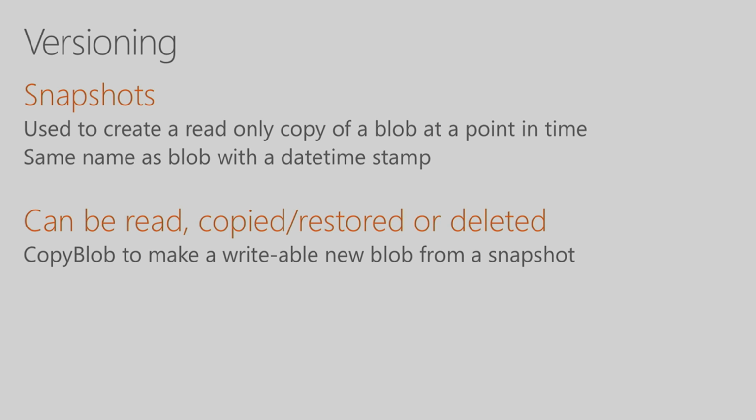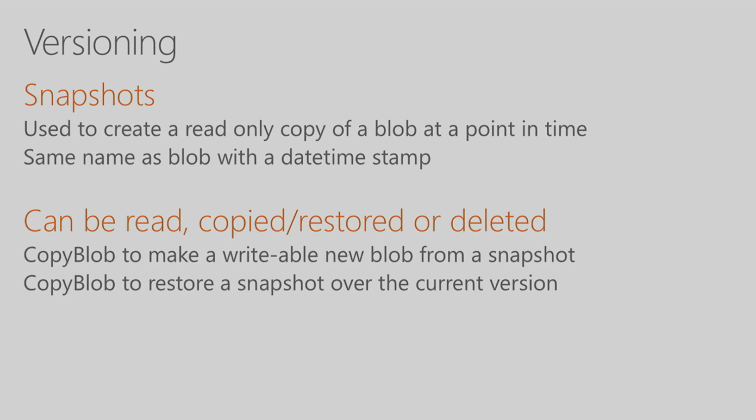So again, you use that copy blob API to make a new writable blob. So if you need to restore a version, but you need a copy of it, just call copy blob, give us the new name, give us the snapshot name from the old blob, and we'll create it for you. You can restore a blob with copy blob. If you give us the same name as the name from which the snapshot is coming, we'll just write over that and give you back your snapshot.